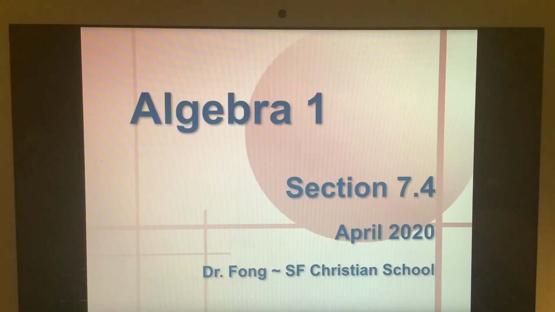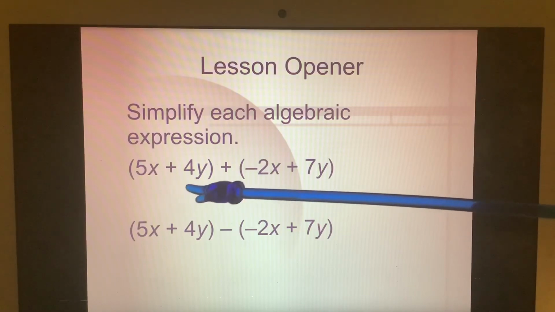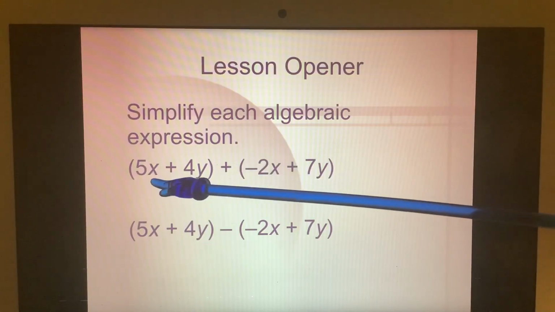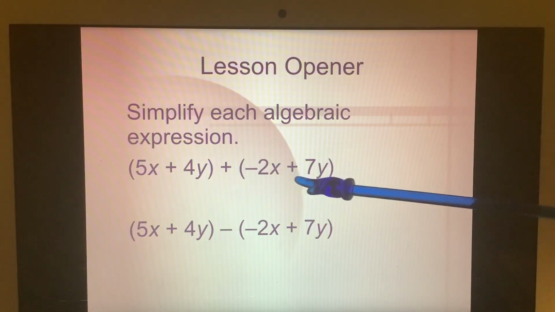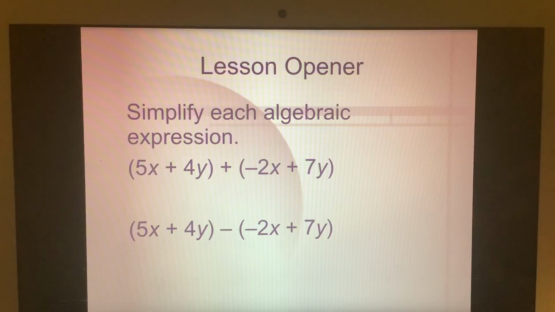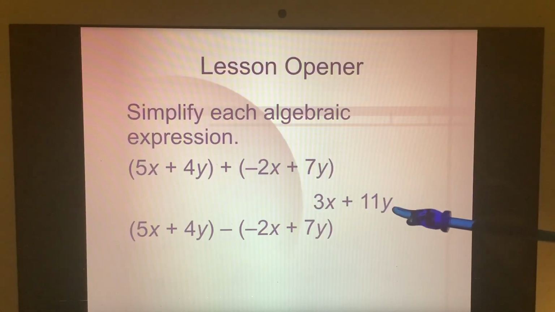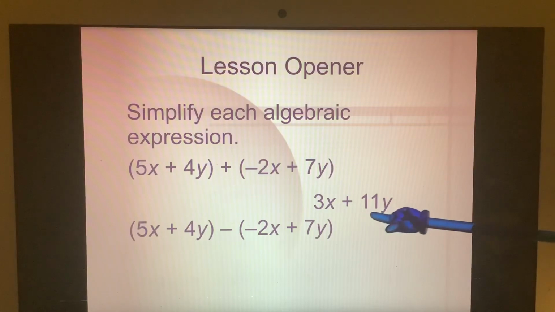Now, just a quick recap here. If we have two sets of x plus y and another set of x plus y, we want to combine the like terms. So all we would have to do is 5x plus negative 2x, and then 4y plus 7y. And what does that give us? 5 minus 2 is 3x. 4 plus 7 equals 11y. And so there's our answer. When you simplify this algebraic expression, you get 3x plus 11y.